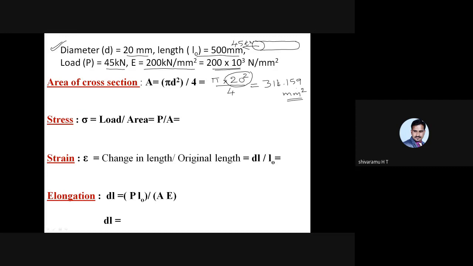And next we can find the stress. We know stress is equal to load divided by area. The circular rod is subjected to 45 kilonewton, so the load is 45 into 10 power 3, considering the load in terms of Newton, over the area of cross section we already computed, 314.159. So stress is equal to 45 into 10 power 3 divided by 314.159.